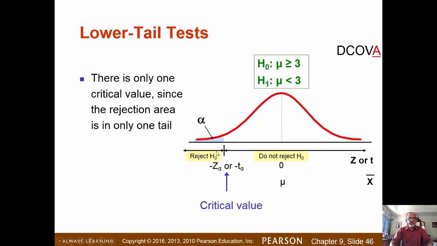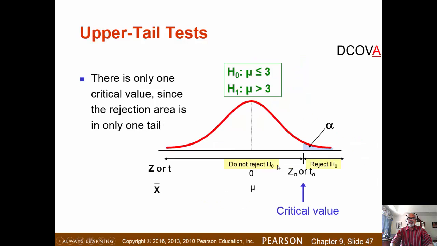Whether it is z or t, in either case, you put all of the alpha in the tail, and if it is a left side tail, it is a negative value. Okay, and if it is on the right side, it will be the positive value with the whole tail. So here, if it is greater than, then it's all the alpha here, not alpha over 2. Okay, and it will be the positive z sub alpha or t sub alpha.